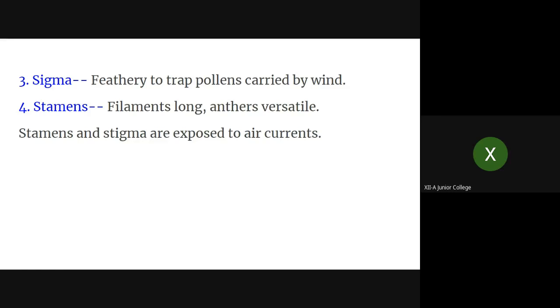Stamens. How are the stamens? The filaments are long. You know, stamens are made up of anthers and filaments. So filaments are long, and anthers are versatile. Versatile means what? The anthers are attached at only one point to the filament. So the maximum surface area is made free, available to blow as per the direction. So maximum surface is available for the wind, and so maximum pollen grains are carried away with the help of wind. So anthers are versatile, and as the filament is long, it gets the chance to move as per the direction of the blowing wind.